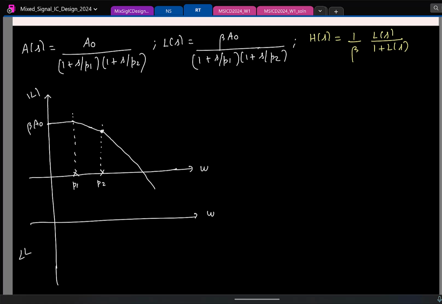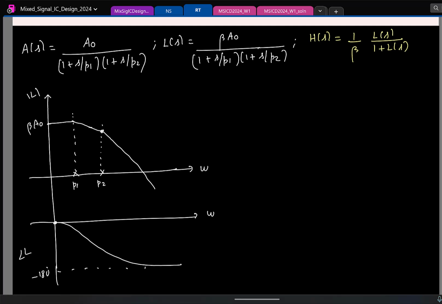If I sketch the phase, what is the value with which the phase will start? 0. And to what value will it reach asymptotically? Minus 180. Two poles, so you get minus 180. I am just roughly drawing it, not drawn to scale. Okay, minus 180. It's okay, it'll be there. Cool.